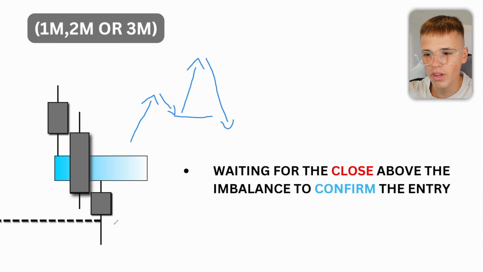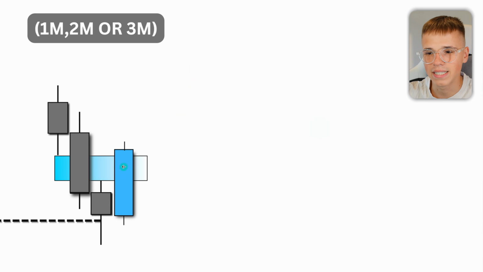So this fair value gap is something that will basically make the market most likely go to the downside. But we are going to wait for something genius, and that is to wait for the close above the imbalance to confirm the entry. And basically, what do I mean by that? We are going to wait for exactly this.